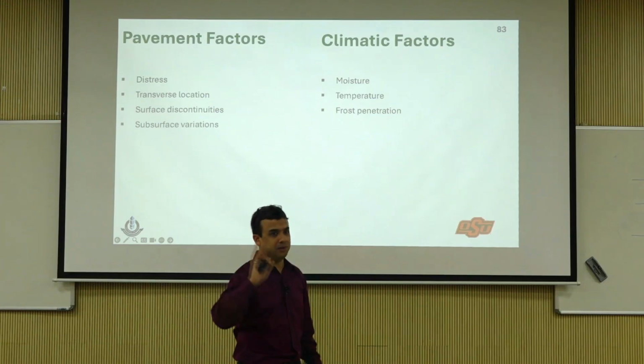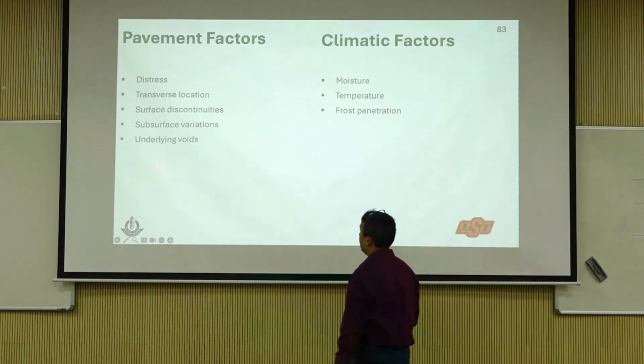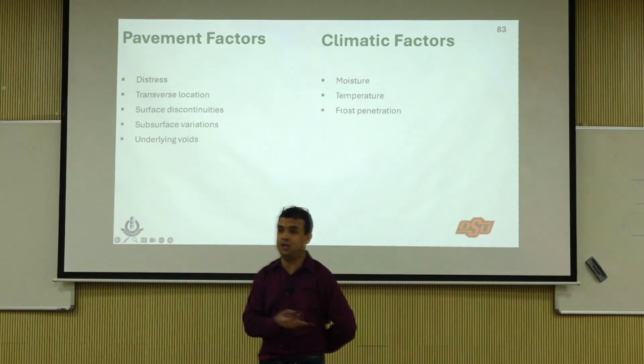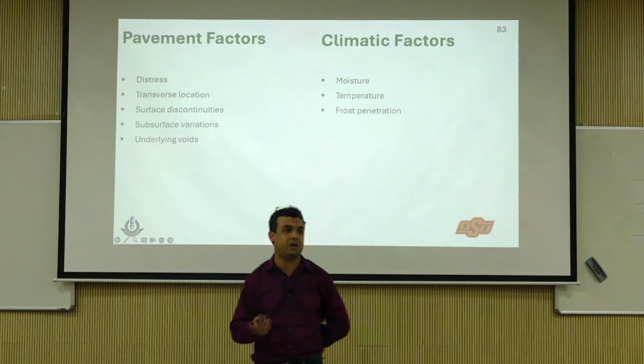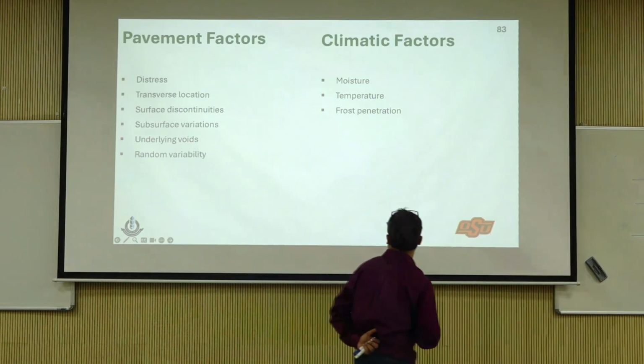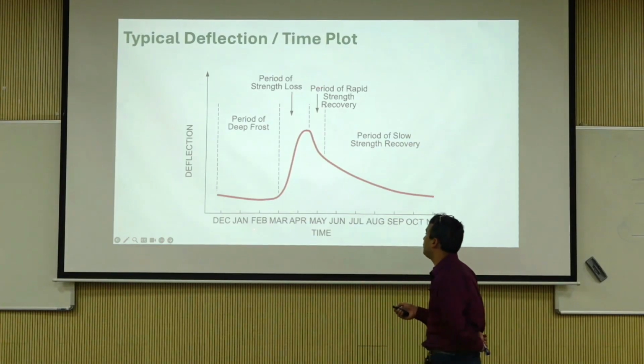And the FWD was just, you had not seen it on the surface, but it was really bad. Underlying voids are very, very relevant for concrete slabs. When there is erosion happening, washout, pumping, you have really big deflections there. Random variability also affects the typical deflection versus time plot.